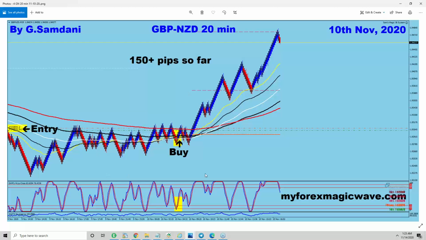So this is what it is. I'm just showing that this is how many pip you can make very easily. But you don't have to make that much pip. If you master the system, and then you master yourself that you can make 50 pip definitely every single day, increase your lot size. 150 pip with one standard lot is $500. Two standard lot is $1,000 a day. Every week, $5,000. At the end of the month, that's, you do the math.